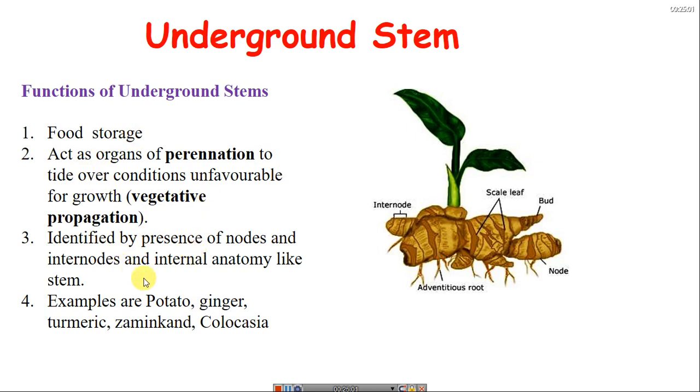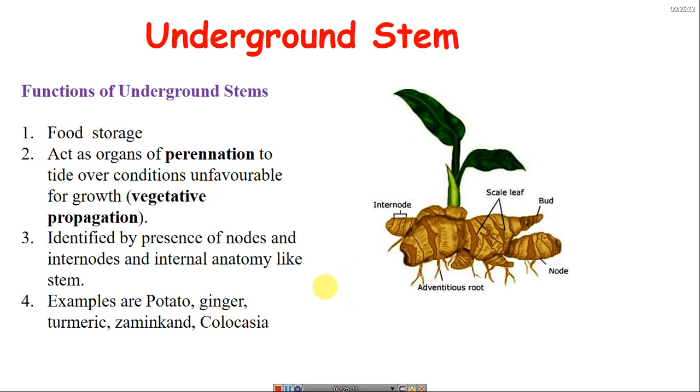These can be identified by the presence of nodes and internodes, and the internal anatomy will be similar to that of the stem. This is a distinguishing feature of the underground stem from the underground roots. Examples are potato, ginger, turmeric, zamikand, and colocasia. All these are examples of underground stem. Don't get confused between the underground roots, which help in food storage, and the underground stem.